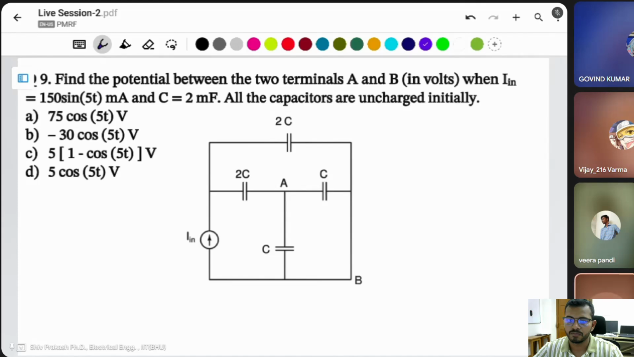Yes, sir. This one is new, sir. You can teach this sum. This one is new. Okay, let's try to solve this one.